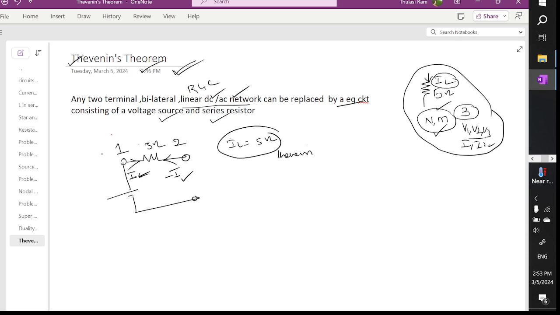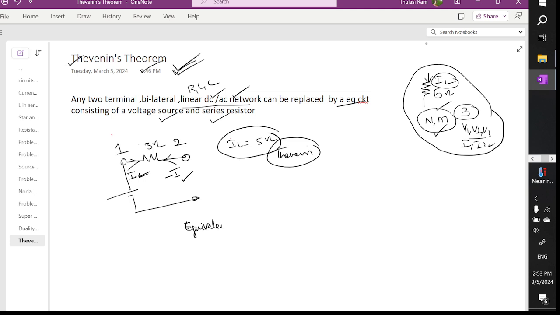The purpose of Thevenin's theorem is that a complex network, which may have more than 5 nodal equations, is very tough to do by calculator. We can solve it in a simpler method, or we can find the current across any branch by using Thevenin's theorem. So the equivalent circuit of Thevenin's theorem is like this.